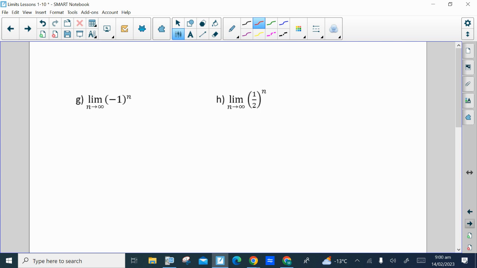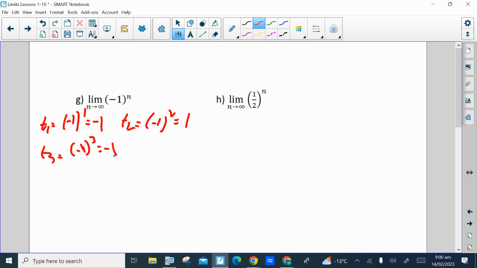So in this case here, if we find the first term, it'll be negative 1 to the power 1, which is negative 1. If we find the second term, negative 1 all squared is positive 1. If we find the third term, it'll be negative 1 to the power 3, which is back to negative 1. The fourth term would be negative 1 to the power 4, which is back to positive 1. I think you can see that when n is an odd number, you're going to get an answer of negative 1. When n is an even number, you're always going to get an answer of positive 1.